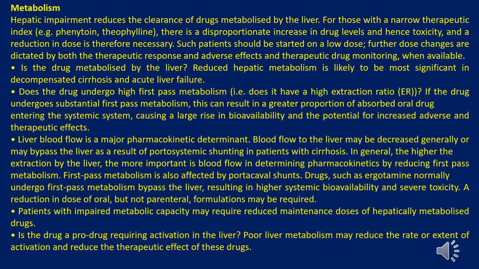Drugs, such as ergotamine, that normally undergo first-pass metabolism bypass the liver, resulting in higher systemic bioavailability and severe toxicity. A reduction in dose of oral, but not parenteral, formulations may be required. 4. Patients with impaired metabolic capacity may require reduced maintenance doses of hepatically metabolized drugs. 5. Is the drug a prodrug requiring activation in the liver? Poor liver metabolism may reduce the rate or extent of activation and reduce the therapeutic effect of these drugs.